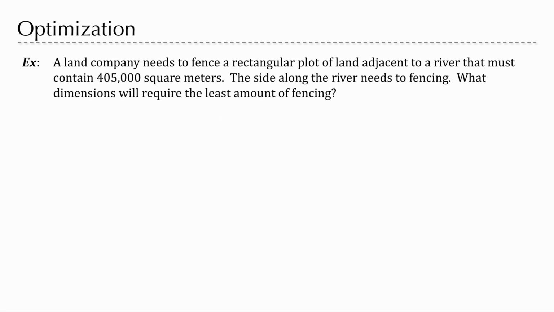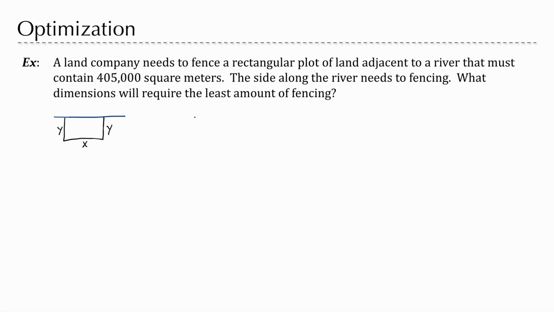So first things first, we want to draw a picture. Now this one's important because we basically have a river on one side, and we're enclosing a rectangular plot of land like this, but we don't need to use any fencing along the river. So we can have a y here, an x here, and a y here. So that means we have a little bit different situation when we talk about the perimeter.